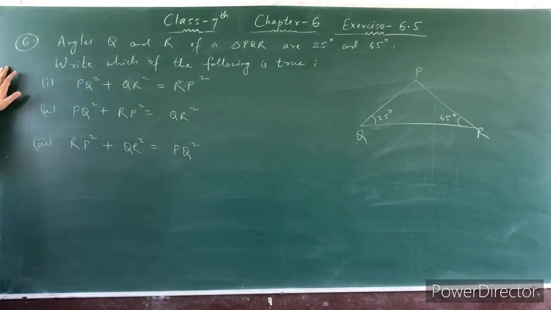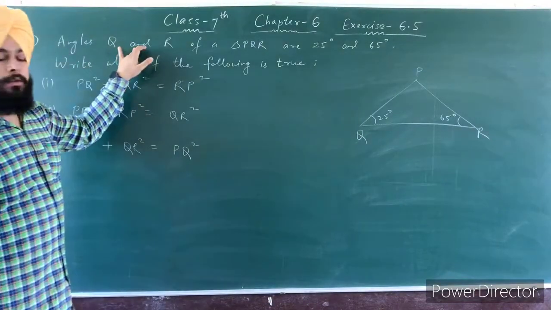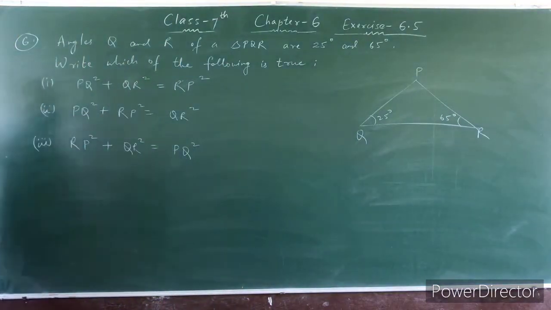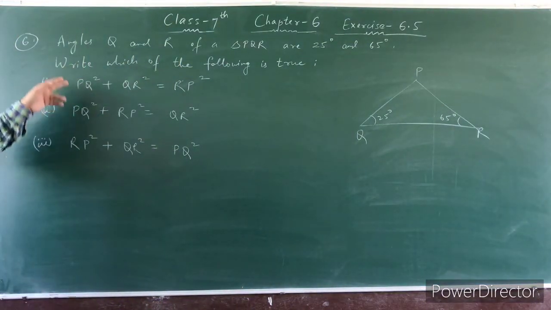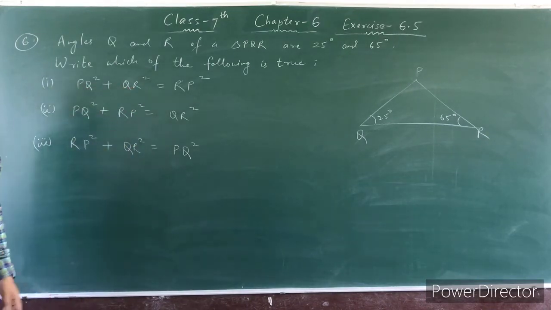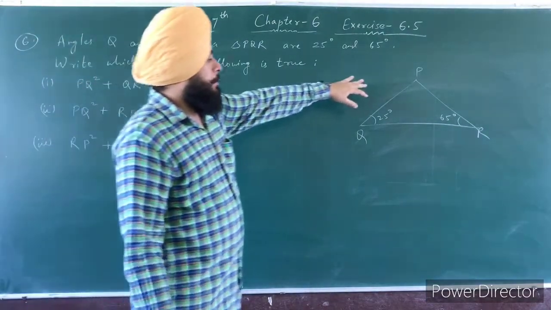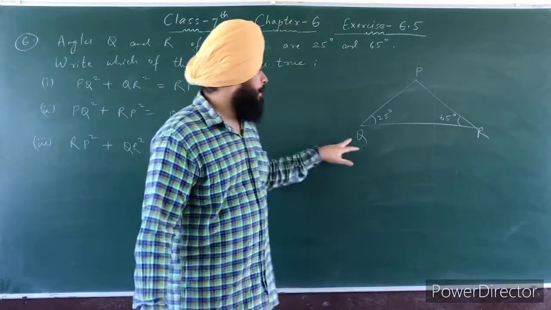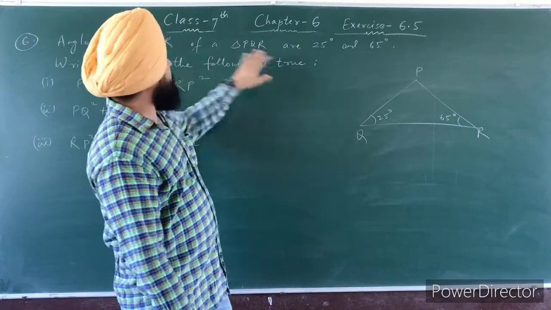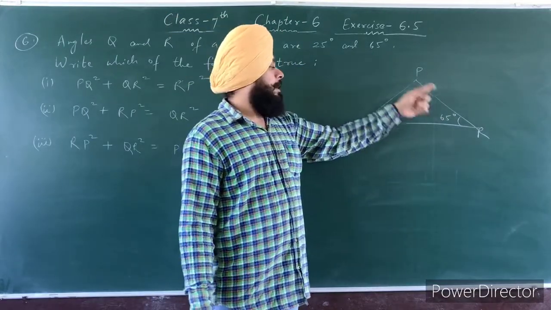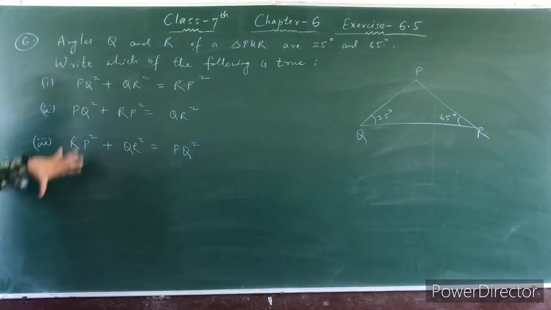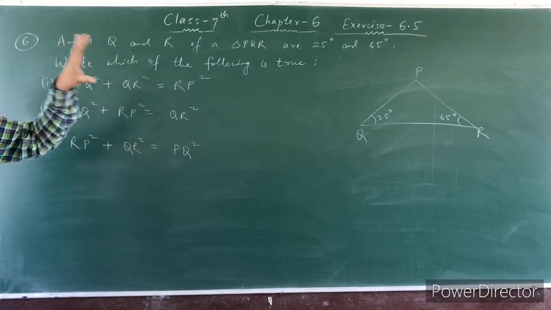Next, this is your question number 6. Angles Q and R of a triangle PQR are 25 degrees and 65 degrees. Write which of the following is true. So there are 3 statements. You have to check which one is true. There is a triangle PQR in which the measure of angle Q is 25 degrees and the measure of angle R is 65 degrees. So we have to check which statement satisfies this triangle.